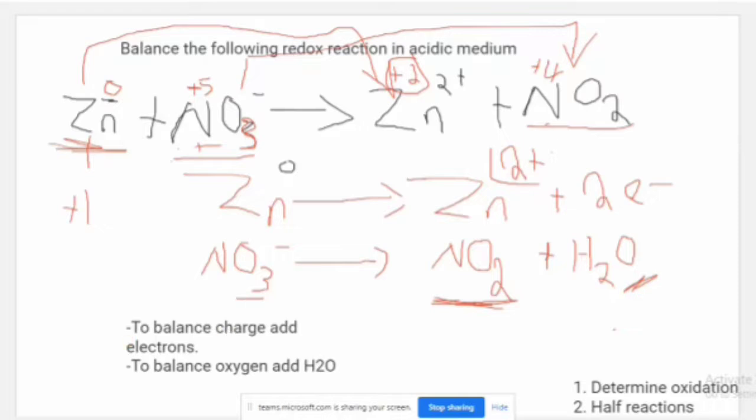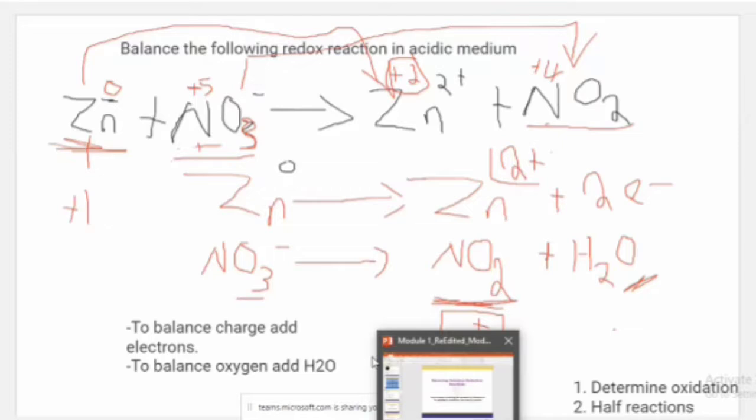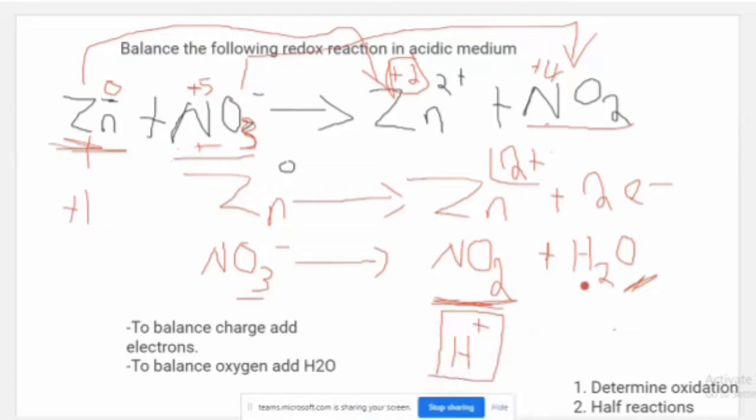Yes. So we need to balance hydrogen as well. So to balance hydrogen, you have to add H plus. So this is how you balance redox reactions. To balance oxygen, we said you add a water molecule. To balance hydrogen, you have to add H plus. This H plus that I've written here is what you add to balance hydrogen. So we have 2 hydrogen atoms on the product side, meaning we also have to add two H plus ions on the reactant side.